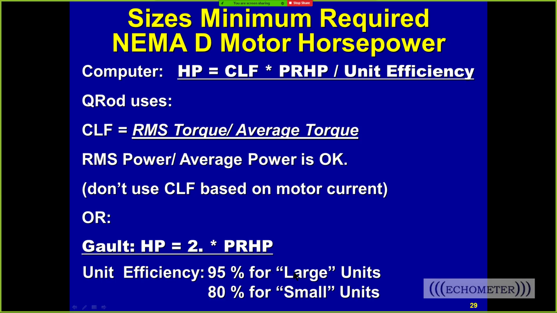A big unit typically is 95% efficient, and a little unit is not as much mass, so it's usually less efficient, let's say 80% efficient. And that calculates the motor size in QRod. So you design the NEMA D motor based on QRod, using your cyclic load factor from net torque.